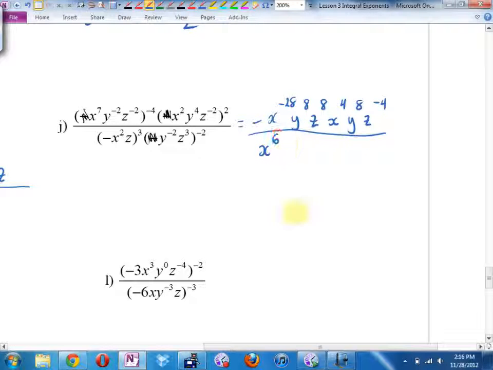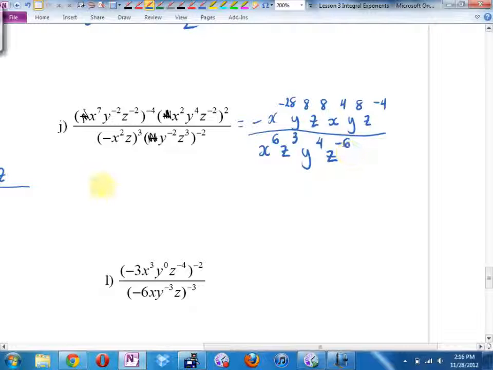x to the 6th, z to the 3, y to the 4, z to the negative 6. Am I right? We're one line from being done. Elevator, and we're good to go.